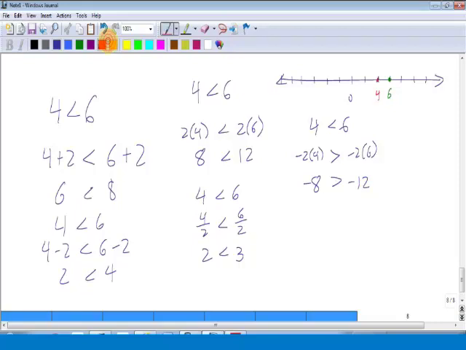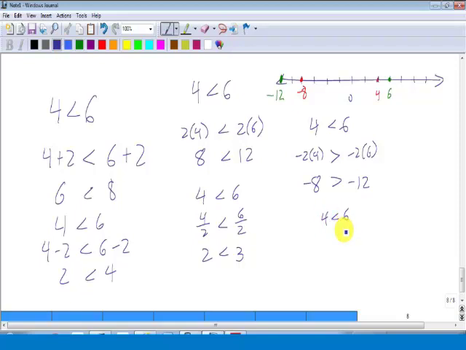Where is negative 8? So 0, negative 2, negative 4, negative 6, negative 8 is right there. And where is negative 12? Negative 12 would be about right there. So you see a role reversal. 4 is to the left of 6. But when you multiply both sides by a negative, and you see where those two numbers end up after multiplying by the negative, it's reversed. So we've got to reverse the direction the inequality symbol is pointing. How about 4 is less than 6?